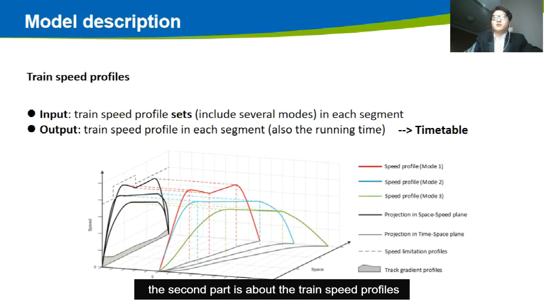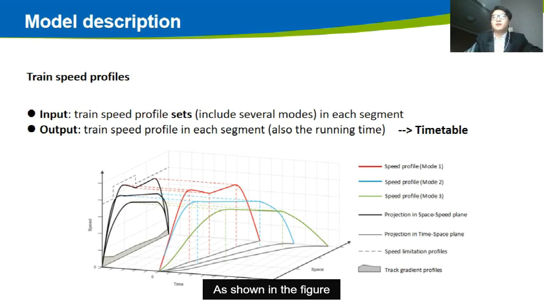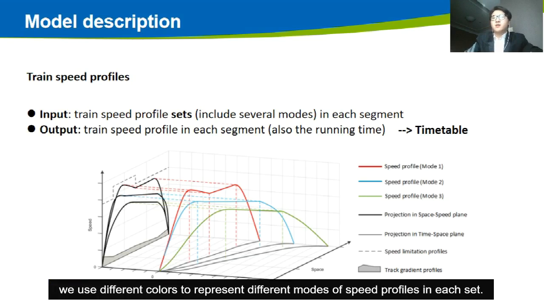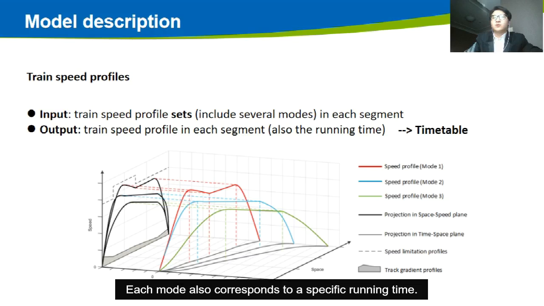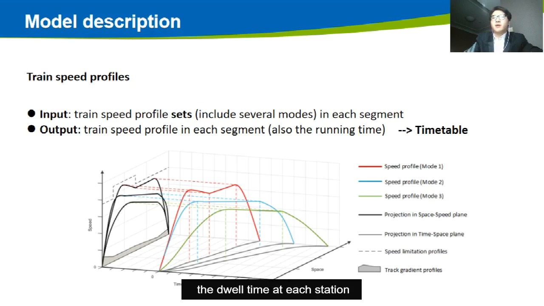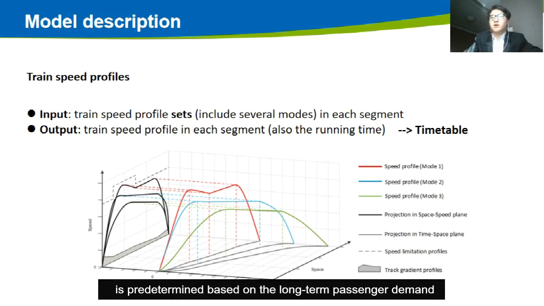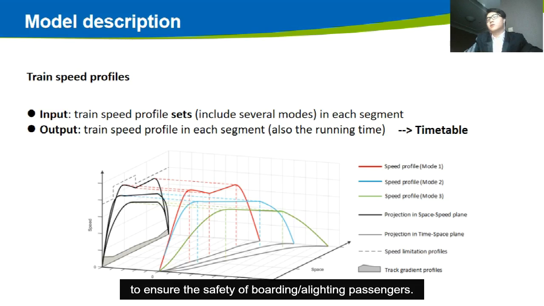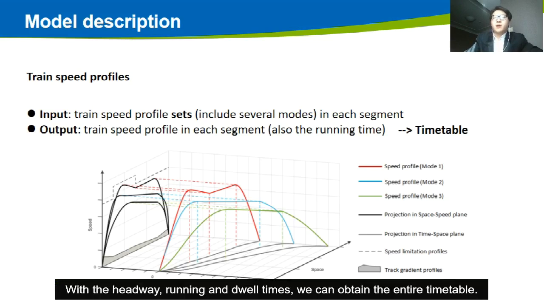The second part is about the train speed profiles. In this part, we need to select a mode of speed profile from a known set in each segment. As shown in the figure, we use different colors to represent different modes of speed profiles in each set, with each mode also corresponding to a specific running time. In addition, the dwell time at each station is predetermined based on long-term passenger demand to ensure the safety of boarding or alighting passengers. With this headway, running time and dwell time, we can obtain the entire timetable.